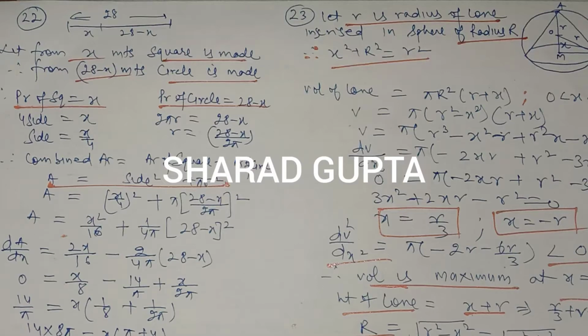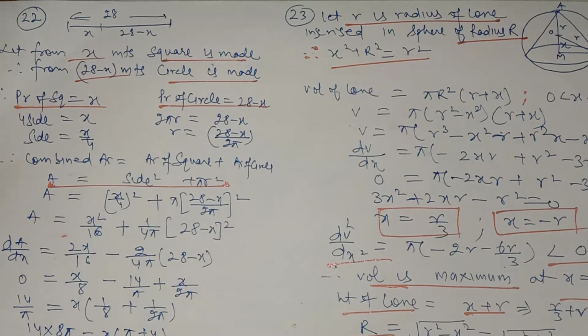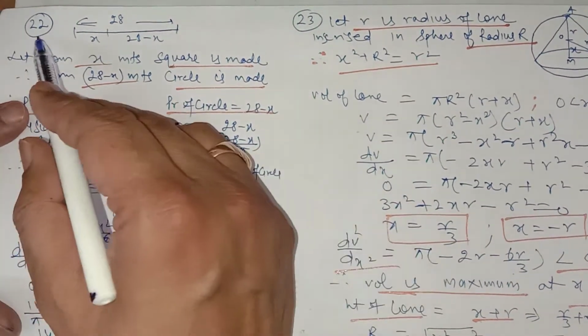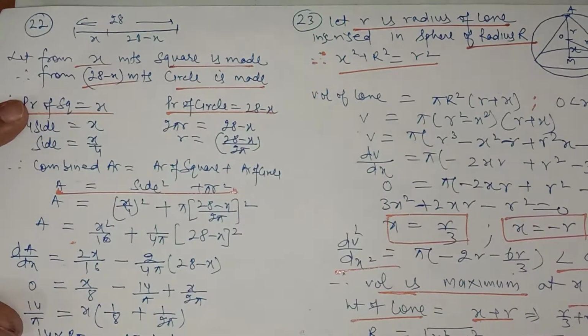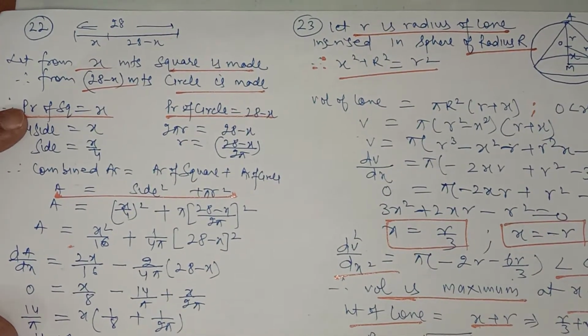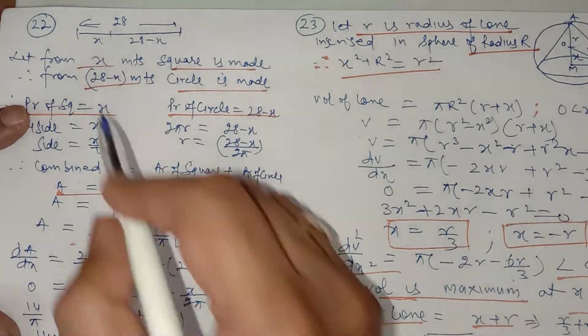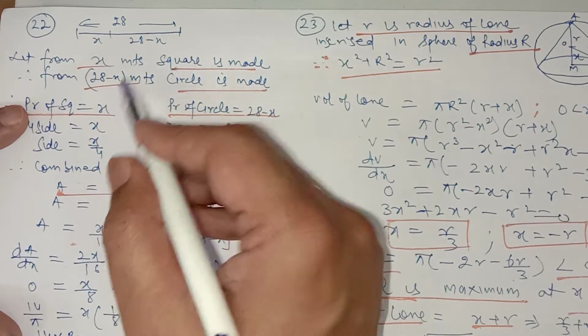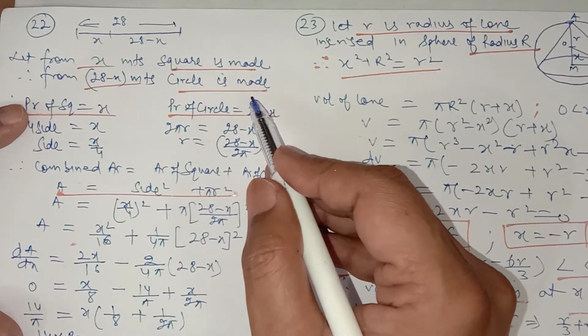This is lecture number 16 for the chapter Maxima and Minima, and we're discussing exercise 6.5 and the word problems. We are starting with question number 22. It is given that there is a wire of length 28 meters, and you have to break it into two pieces such that from one piece we make a square, and from the second piece we make a circle.